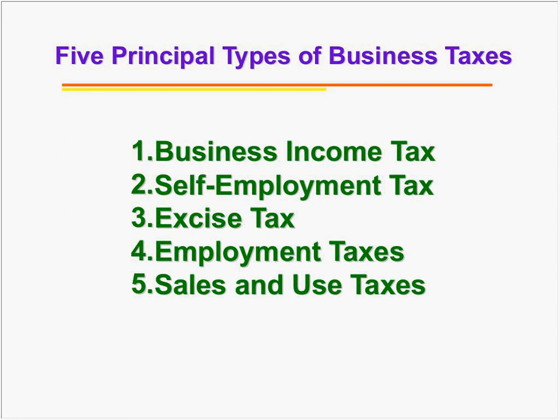There are five principal types of business taxes. You have business income tax. Every business must file an annual income tax return. Which form you use and how you pay your tax depends on the type of business that you have organized and the type of entity that you have. You have the self-employment tax. The self-employment tax is Social Security and Medicare tax for sole proprietors, self-employed farmers, fishermen, and members of a partnership. So make sure that you're filing the correct tax. You also have excise tax.